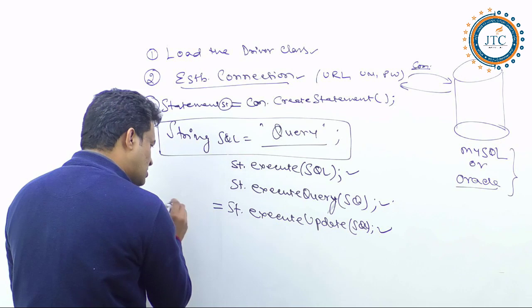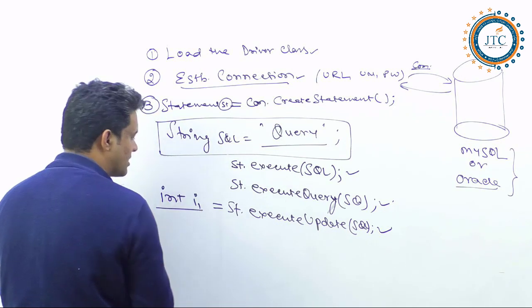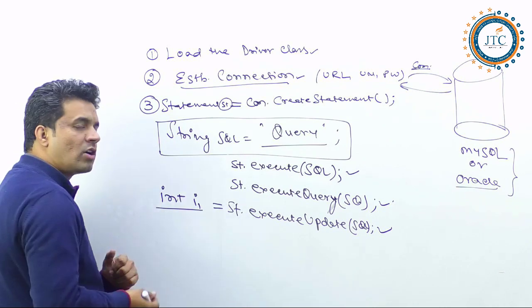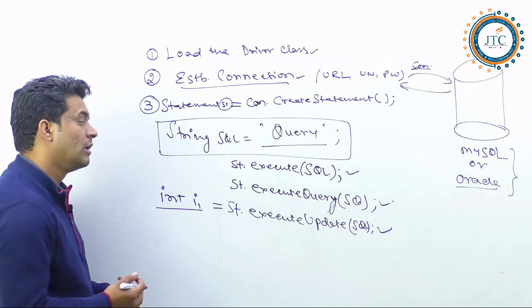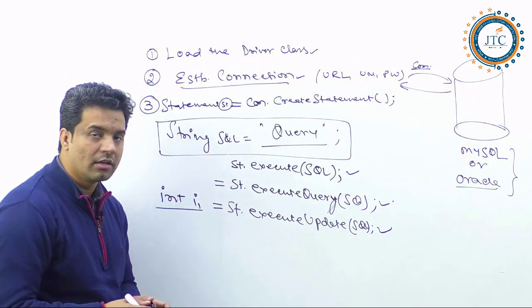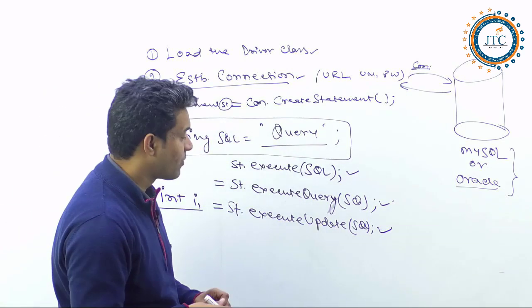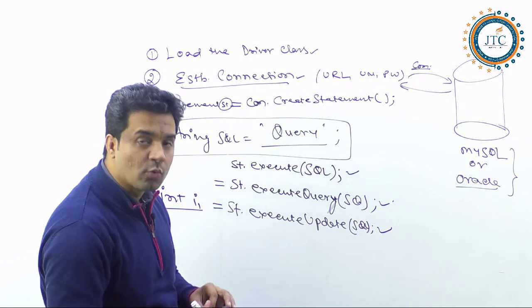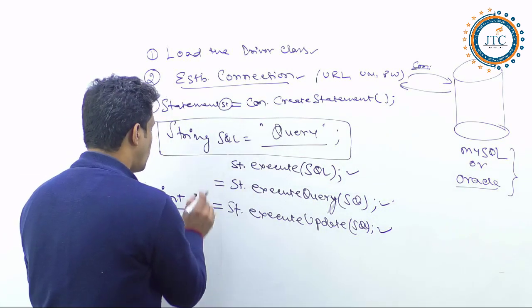Now, first is the executeUpdate method. It returns the type integer. We will come to the meaning of the integer return type later. Now, when we are submitting some query with the help of the executeQuery method into the database, what is going to happen?